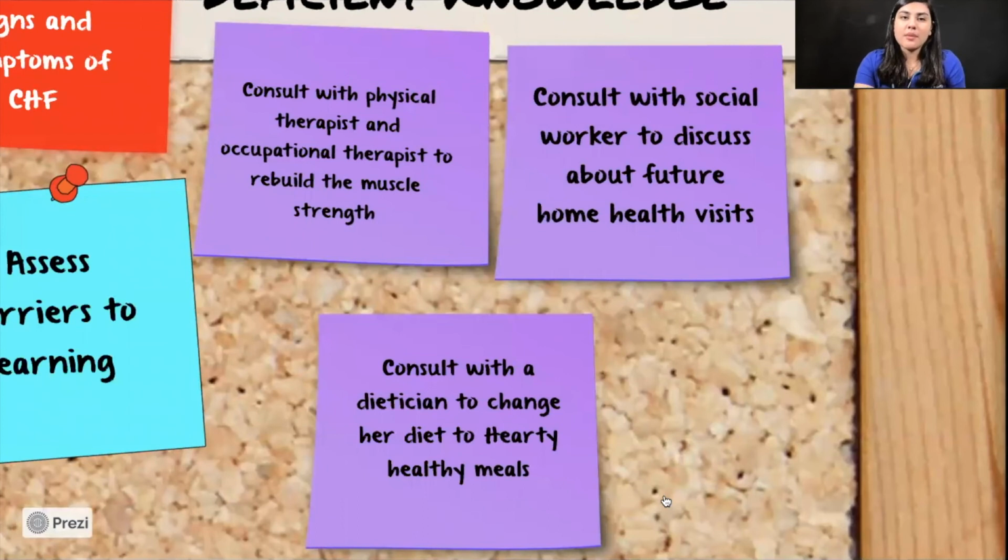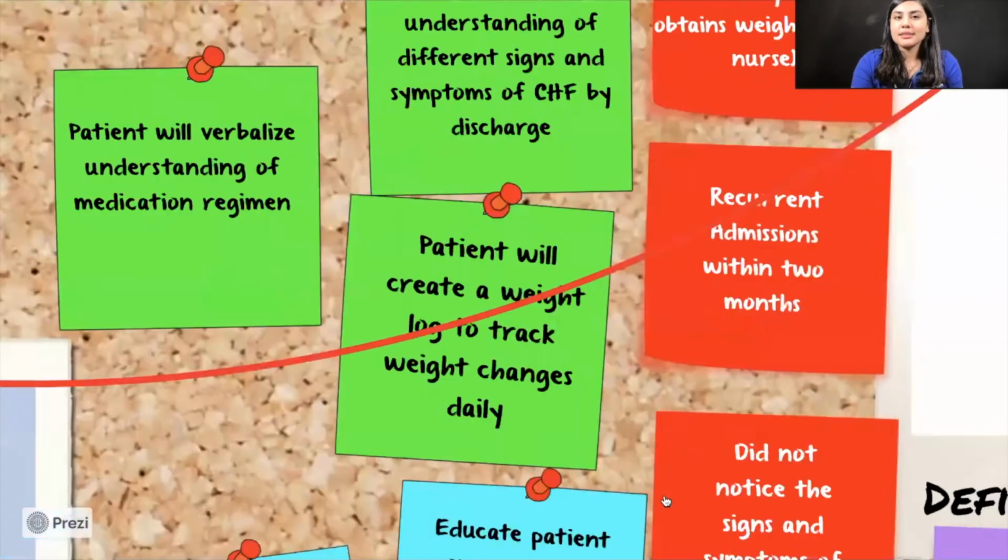Next are the collaborative interventions. Consult with physical therapist and occupational therapist to rebuild muscle strength. Consult with a social worker to discuss future home health visits, and consult with a dietitian to change her diet to heart healthy meals. And lastly, the goals.